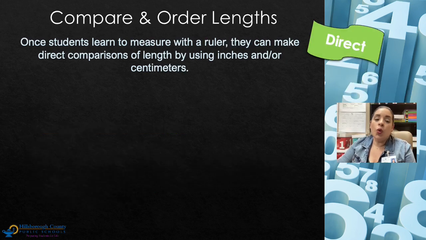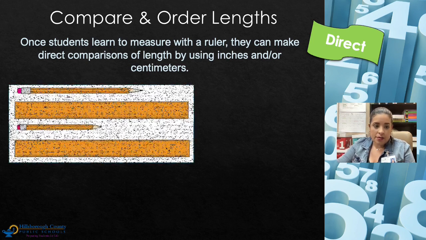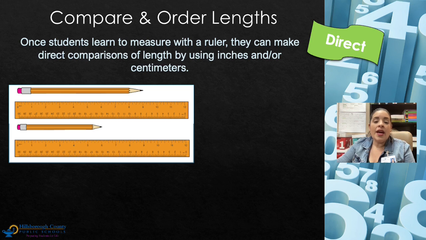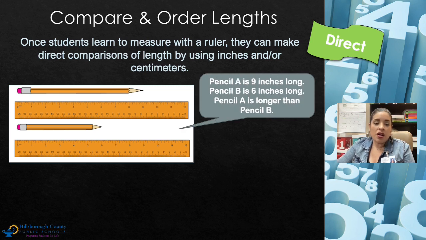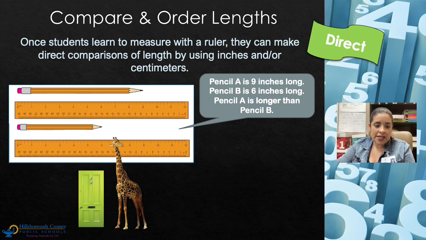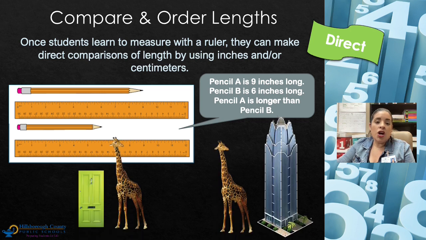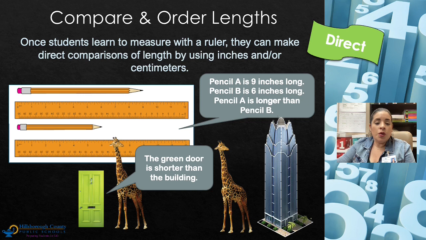Now let's go back to comparing and ordering lengths. Once students understand how to measure with a ruler, they can begin making direct comparisons of different objects. So take a look at these 2 pencils. Now I can say that one pencil is 9 inches long, another pencil is 6 inches long. If I know that 9 is more than 6, then the pencil that is 9 inches is going to be longer than the pencil that is 6 inches. Another way that we can make direct comparisons is by using one object to compare to the others. The green door is shorter than the building because I can see that the green door is shorter than the giraffe and the giraffe is shorter than the building.